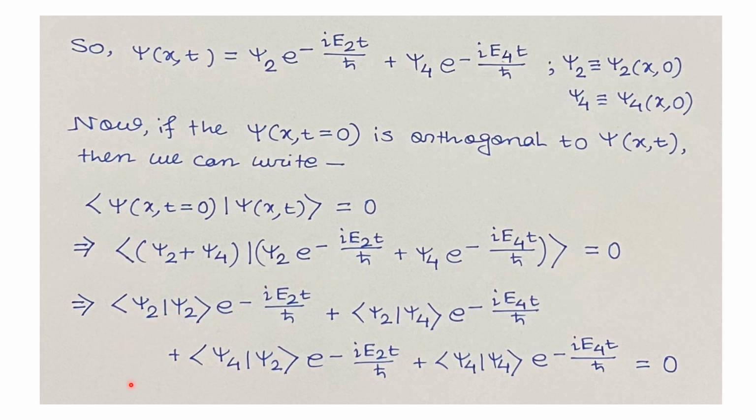So we'll get 4 terms from here. The first term will be the inner product between psi 2 and psi 2 multiplied with the exponential term, and the second term will be the inner product between psi 2 and psi 4 and this exponential term containing the energy term E4. The third term will be the inner product between psi 4 and psi 2, and the last term will be the inner product between psi 4 and psi 4, also multiplied with the energy time evolution part.